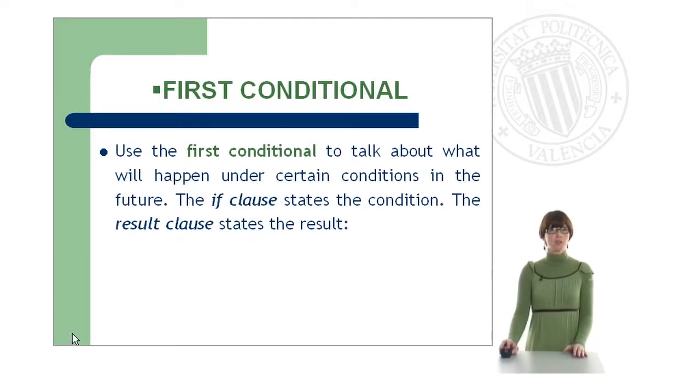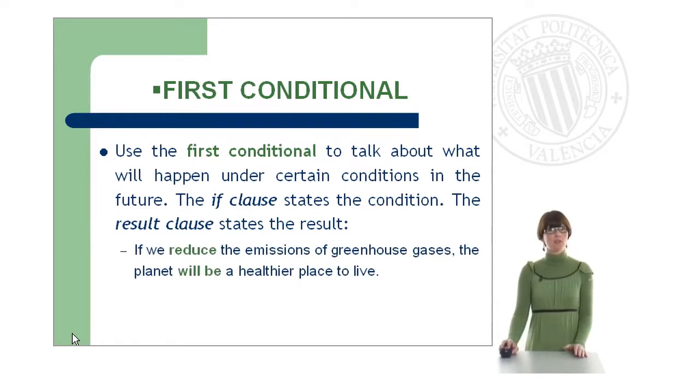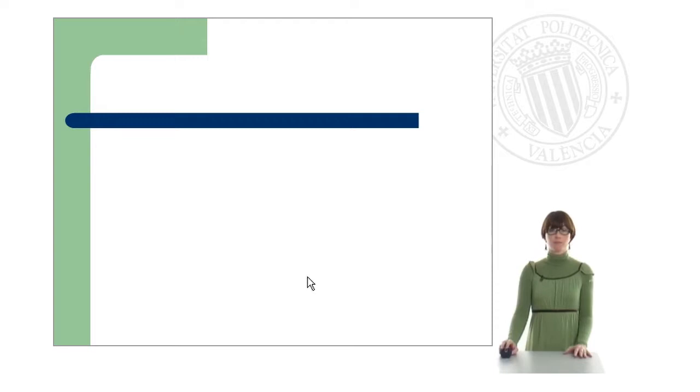Now let's have a look at the first conditional. We normally use the first conditional to talk about what will happen under certain conditions in the future. In this case, the if clause states the condition, and the result clause states the result. Let's have a look at the example. If we reduce the emissions of greenhouse gases, the planet will be a healthier place to live. So in this case, we have the if clause, if we reduce, and then the result clause, the planet will be a healthier place to live.